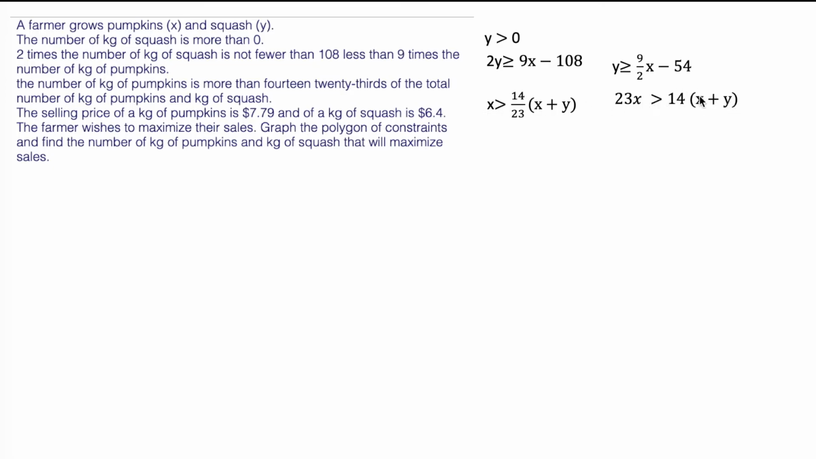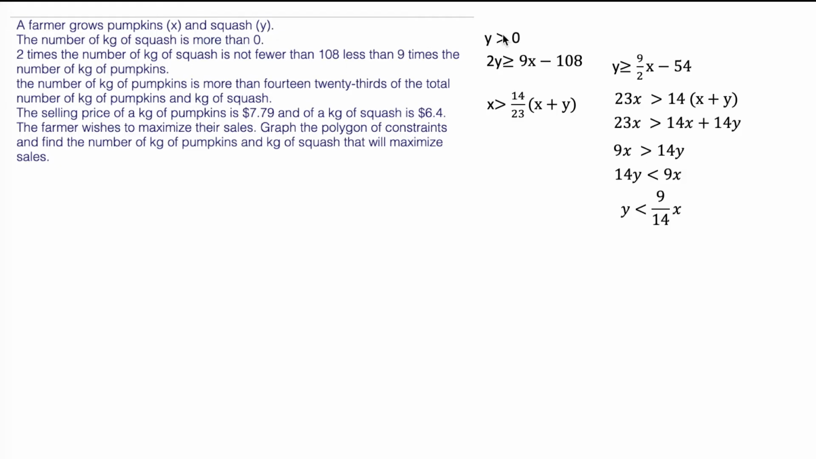Then the 14 is going to multiply the x and the y, distributive law. So we end up getting 23x is greater than 14x plus 14y. I want to get all my x's on one side, so I'm going to subtract 14x from both sides, and 23 take away 14 is 9x. 9x is greater than 14y. I'm just going to switch the sides, so the crocagator's still eating the x's. Then I want to get the y alone, so I'm going to divide both sides by 14, so y is less than 9/14 x, and that's our equation.